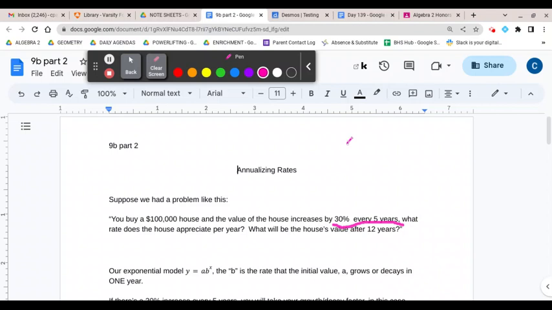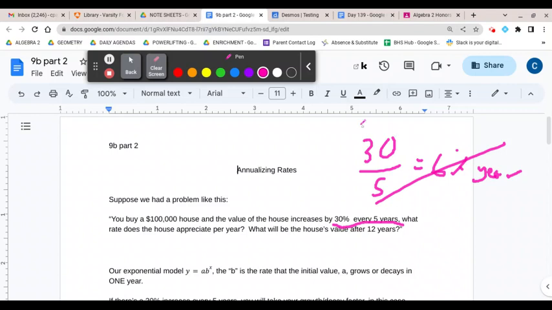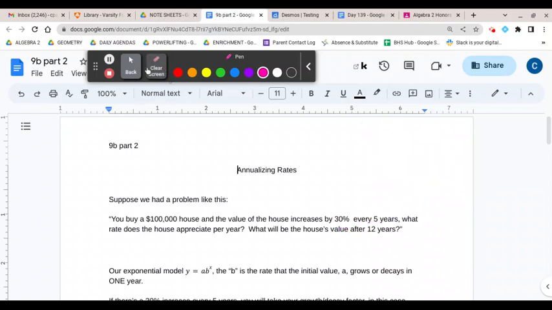So one thing that we cannot do, okay, we cannot do this. If it increases by 30% every 5 years, we cannot just do 30 divided by 5 and say it increases at 6% per year. That's wrong, because percentages are not linear, so we can't just divide those two things. So we need to go about it in a different way to find our B value.